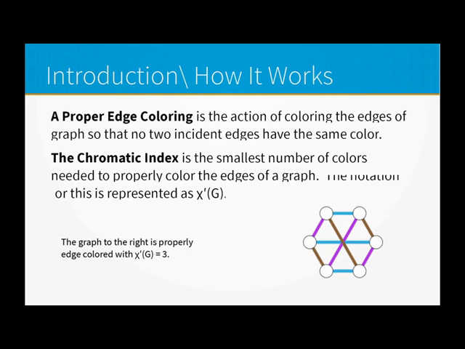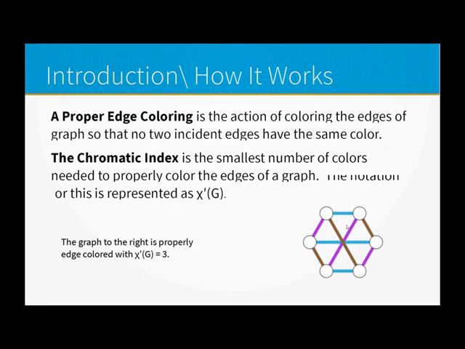Now the chromatic index is the smallest number of colors needed to properly edge color a graph. This means that we don't use any more colors than we have to while coloring the edges. You can see proper notation for the chromatic index here. So again, this is the smallest number of colors needed to properly edge color a graph.